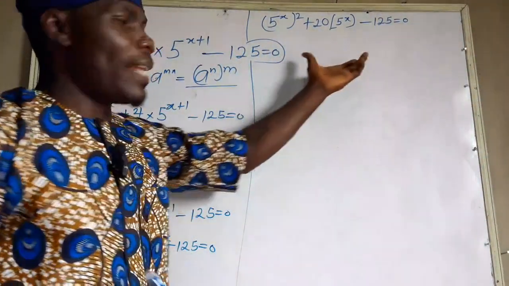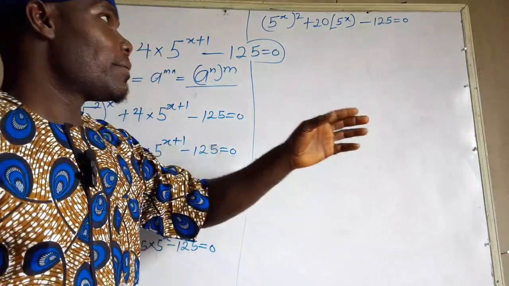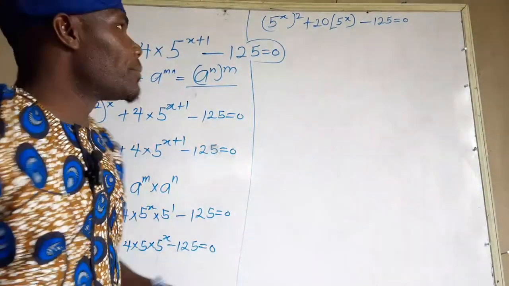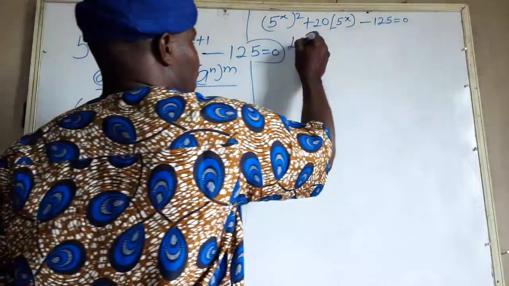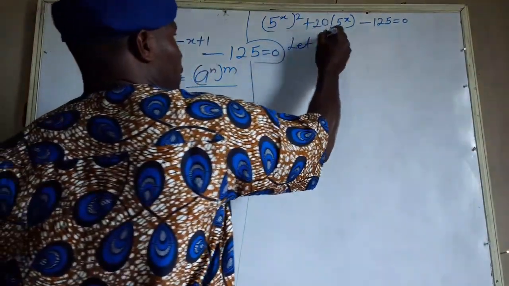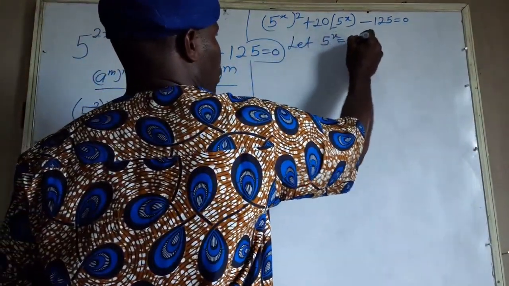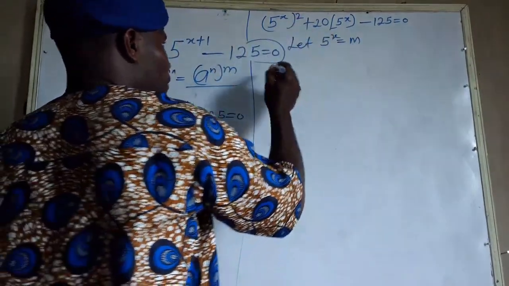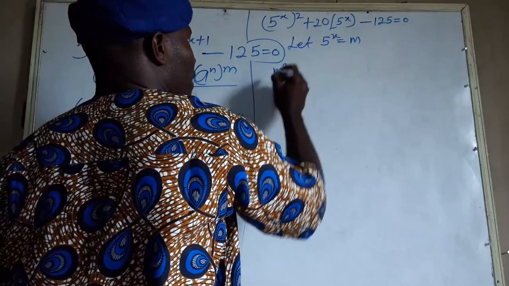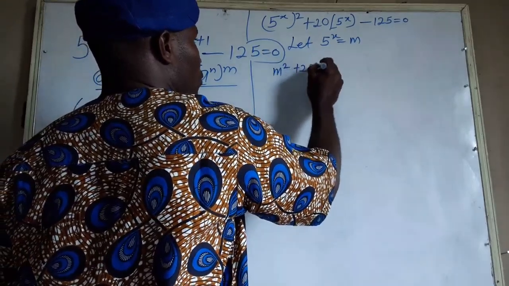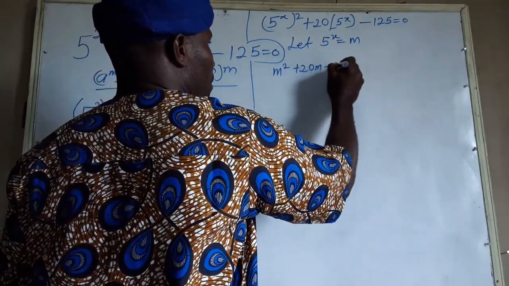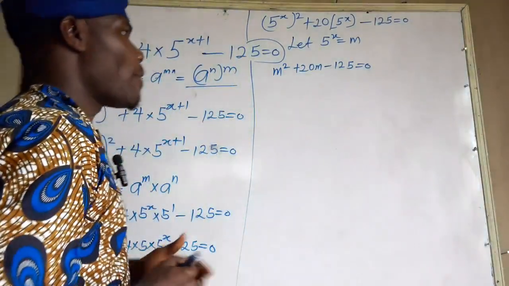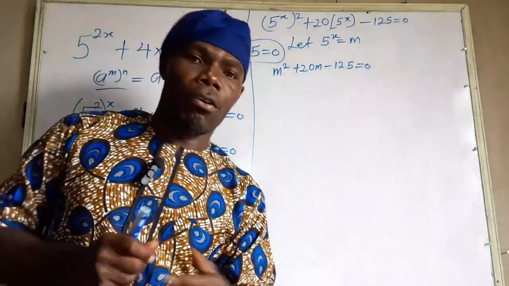Now, let's try to make 5 raised to power x represent m. Let's say that we set 5 raised to power x to be equal to m. So let's substitute the value of m. We have m squared plus 20m minus 125 is equal to 0. So this has now formed a better quadratic equation.